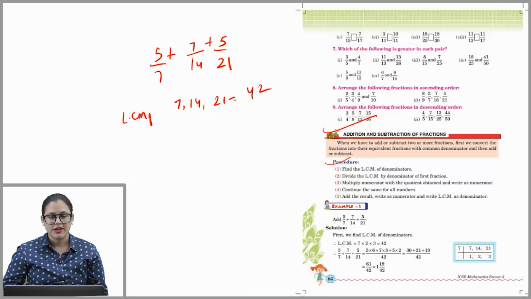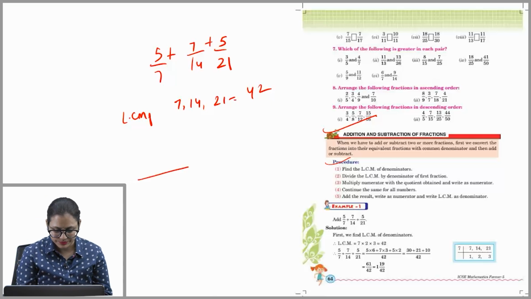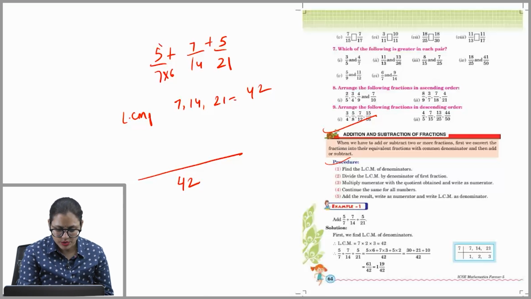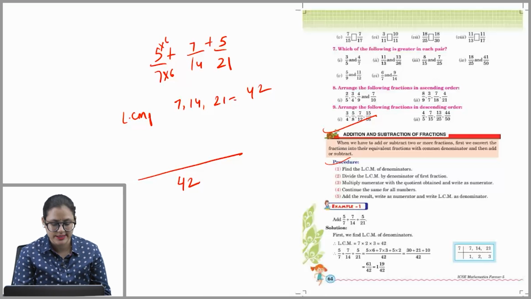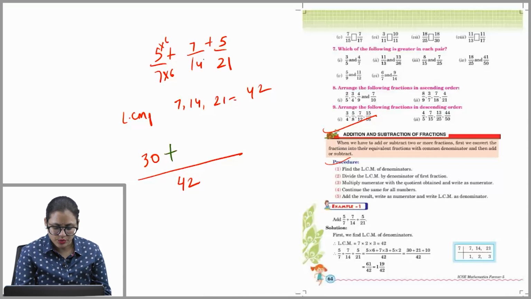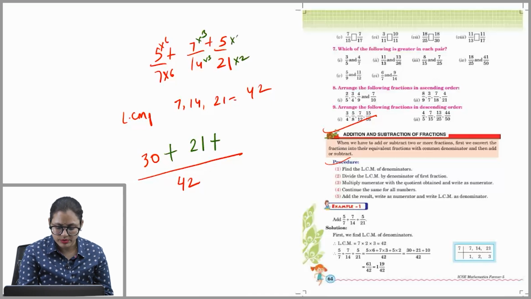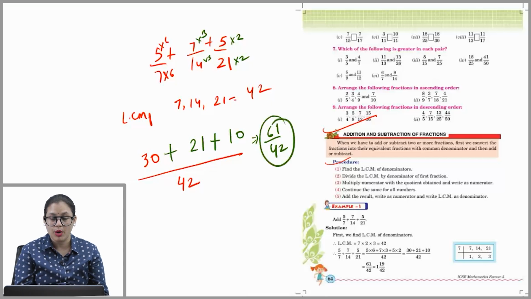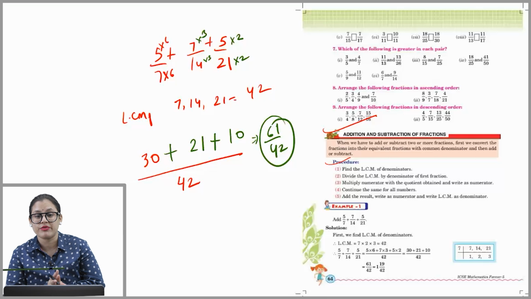Now let's make the denominator 42. For making this denominator 42, we will multiply by 6. Here also we will multiply by 6. So 5 into 6 is 30. Plus, for making 42, here we will multiply by 3. Here also we are going to multiply by 3. So 7 into 3 is 21. Plus, here we will multiply by 2. Here also we will multiply by 2. So 5 into 2 is 10. Okay. Now let's add: 61 by 42. Okay, this is an improper fraction. Now convert this improper fraction. So 119 by 42. Okay.